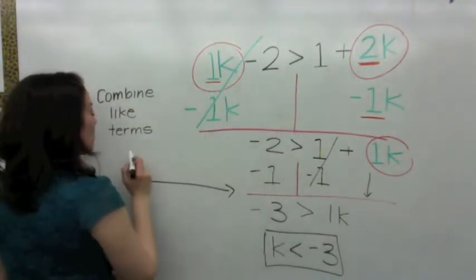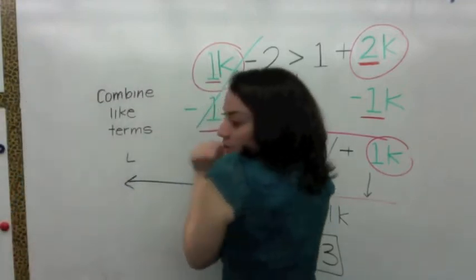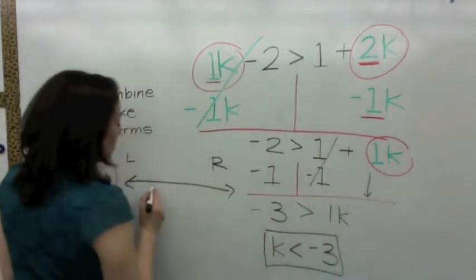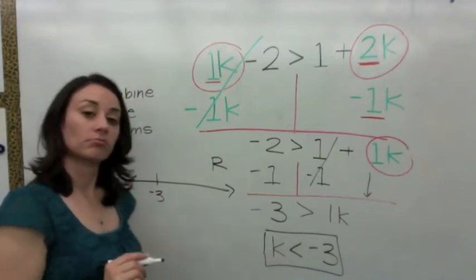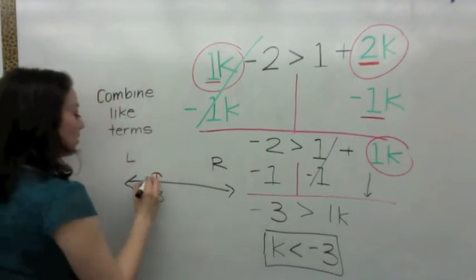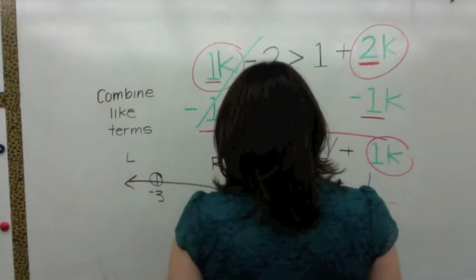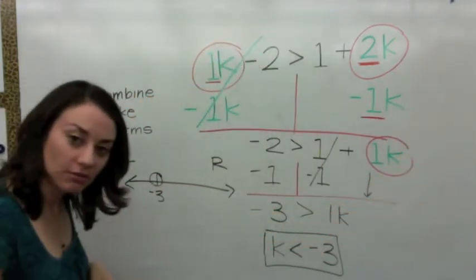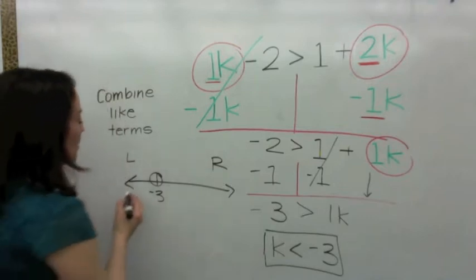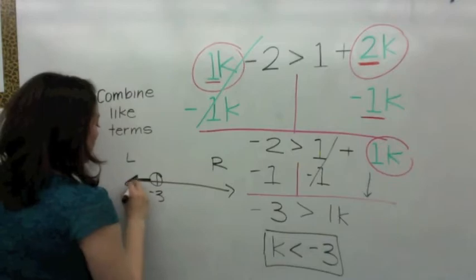Is -3 going to be on the left side or the right side? Negative to the left. Very good. So you have -3. Is it an open or a closed circle? It is open. It does not include -3. If k is less than, remember, less than, which direction? Left. It's going to go to the left. So what this inequality says is all numbers less than -3.